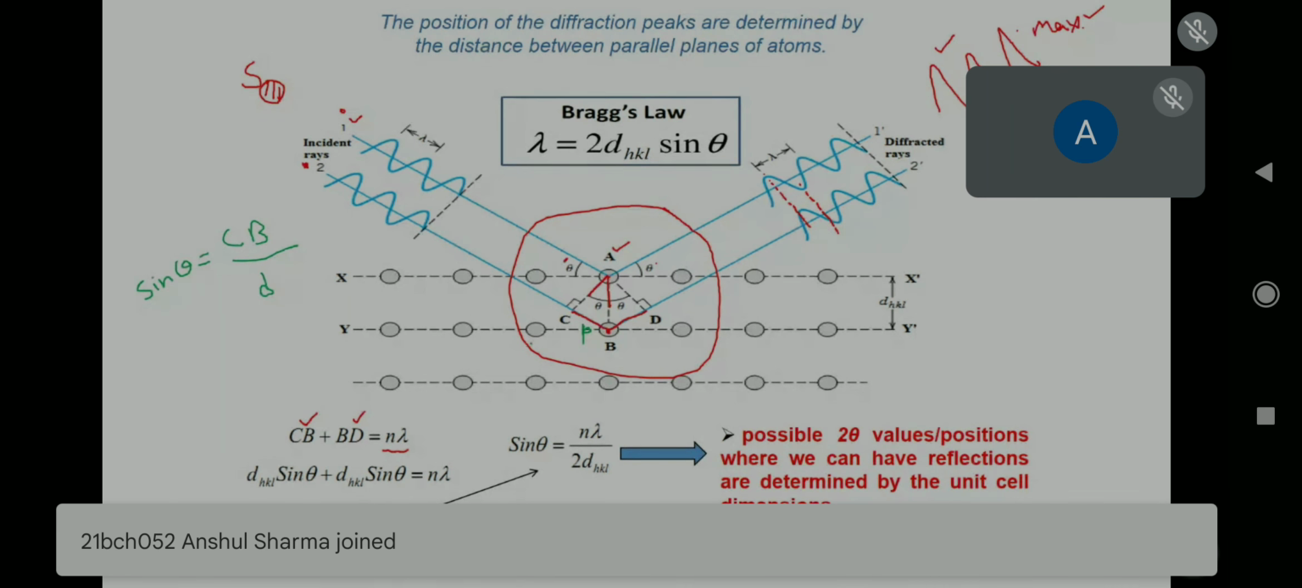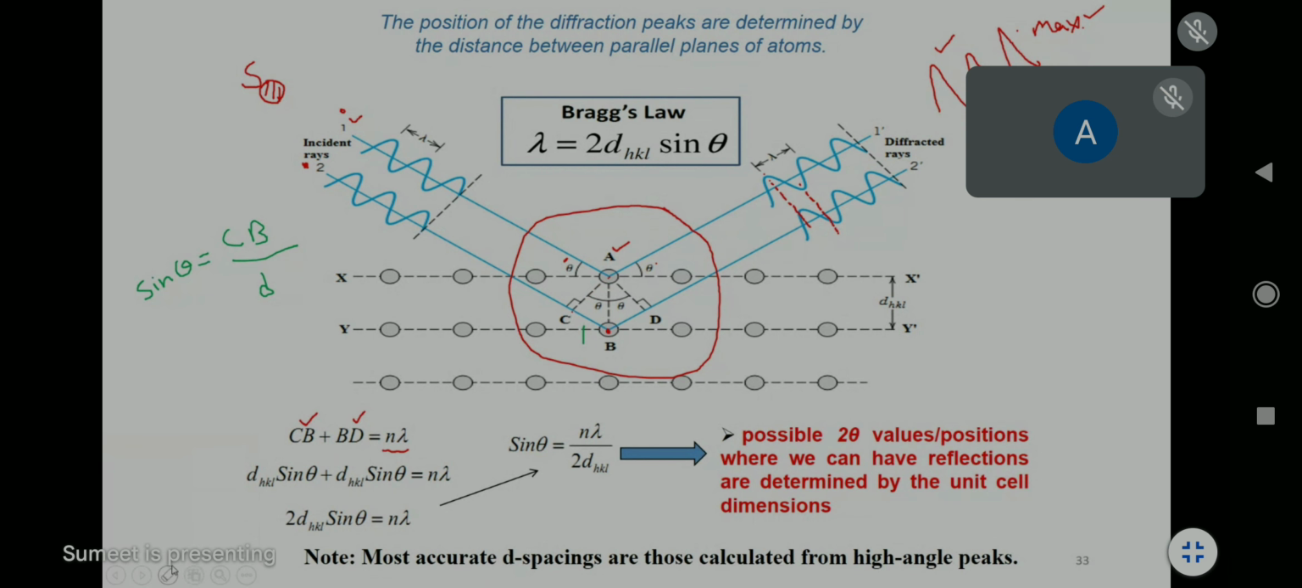And what is d_hkl? I have told you that it is the interatomic distance. So if you see this distance, this one, this is equal to d_hkl. So this we know, and this is the perpendicular. Sine theta we can find out, this is d_hkl, and CB you can find out from here, and similarly you can find out BD. You write it in this form, add it, and you will get this beautiful formula, 2d_hkl sine theta.